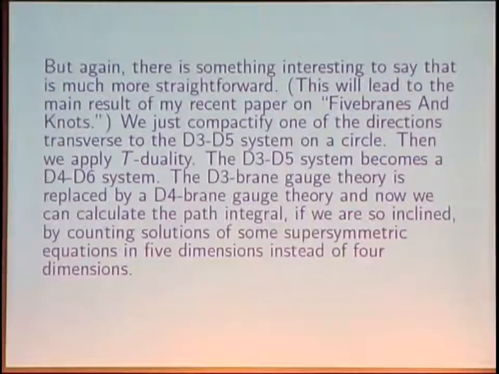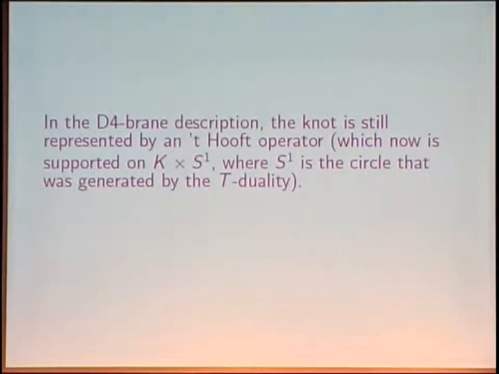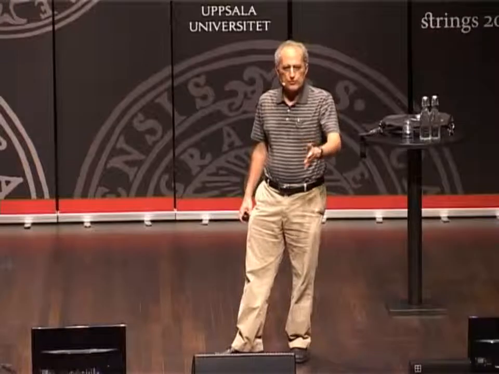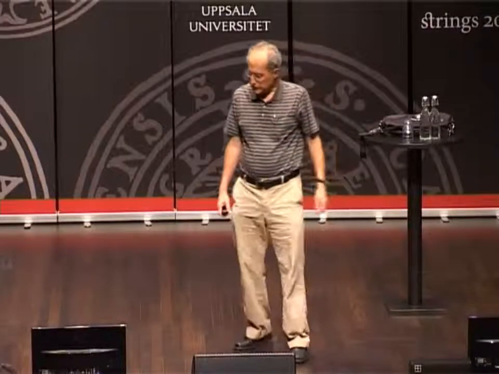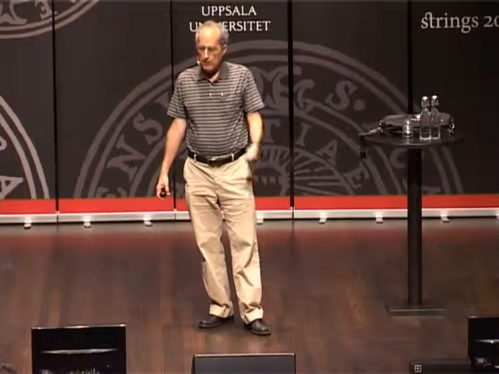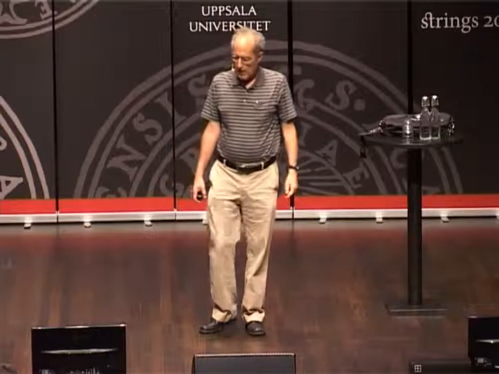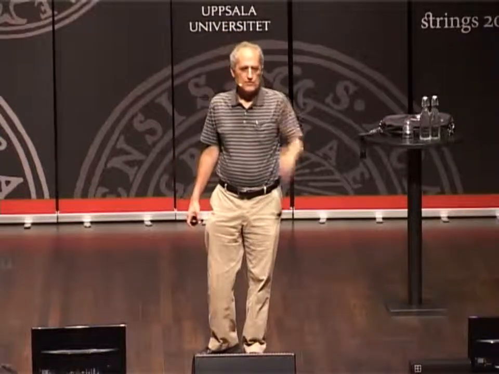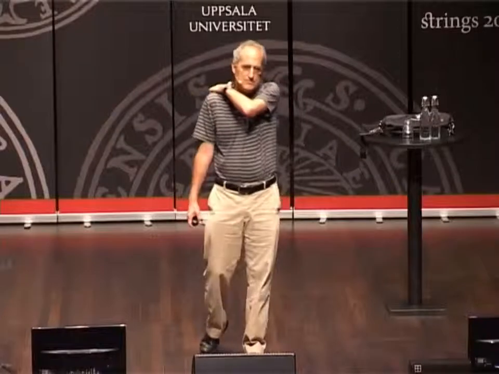But we're going to do something else. In the D4 brane description, the knot is still represented by an 't Hooft operator, but the 't Hooft operator has grown an extra dimension. 't Hooft operators are defined by magnetic monopole singularities, which are of codimension 3. So in 4 dimensions, the 't Hooft operator is a line operator, but in 5 dimensions, it's supported on a surface, which is simply the knot times the 5th dimension. When we did T-duality, we grew a circle, and the 't Hooft operator grows that circle, so it's now supported on a knot times a circle.